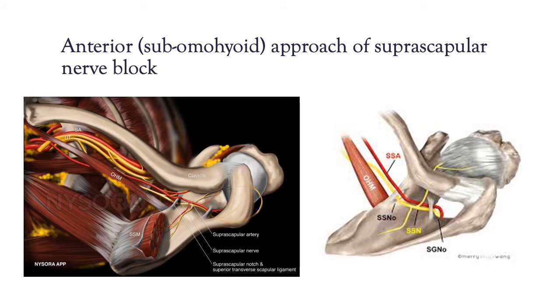However, the disadvantage of the classical approach is that you have to turn the patient or sit up the patient, which is not so convenient, especially if the patient is anesthetized, or you want to block the brachial plexus as well. So here comes a new approach to the suprascapular nerve, which is called the anterior or subomohyoid approach.